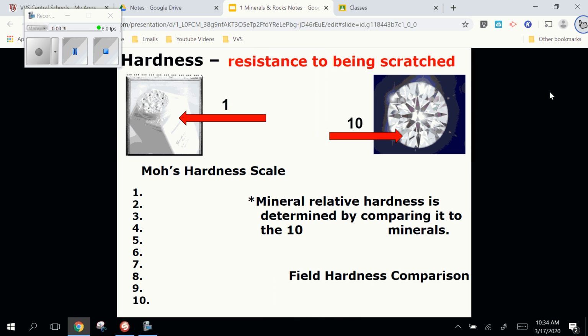Hardness. If a mineral is very hard, that means it's very difficult to scratch that mineral. If it's very soft, that means it's very easy to scratch that mineral. All right? And we measure hardness on what's called the Mohs hardness scale. It ranges from a 1, which is the softest a mineral can be, and the example I give you here is talc. Talc is a 1, all the way up to the hardest that a mineral could be, the most difficult to scratch, which is a diamond, which is 10.